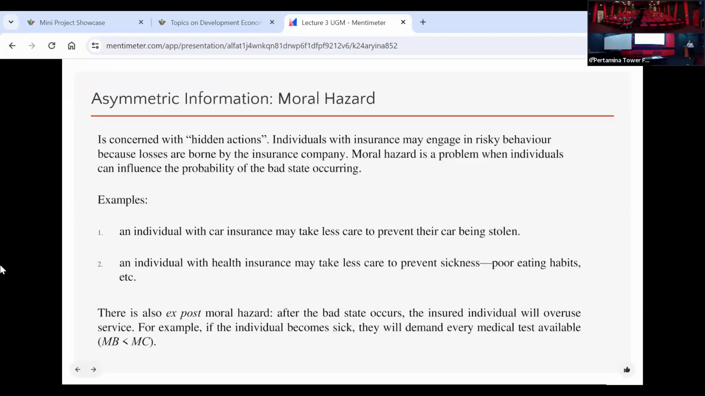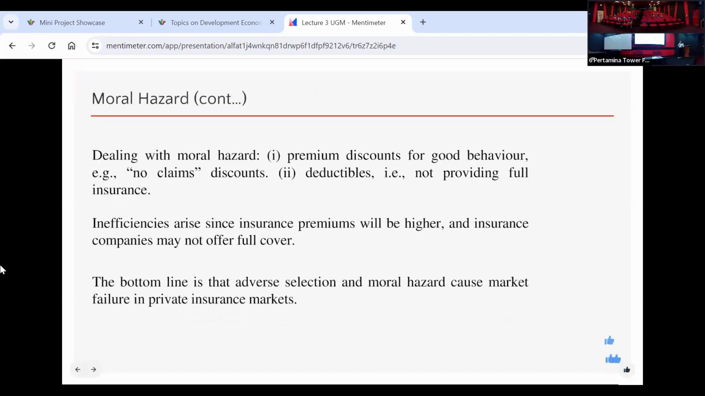There is also something that we call ex post moral hazard. Moral hazard is the biggest problem here. After a bad state occurs, the insured individual will overuse the service. For example, if you have health insurance and you are sick, and you go to hospital and you know that your insurance is going to cover absolutely everything, you think, oh, wonderful. Can I also have a test for my cholesterol? And can I have another blood test because my hair is not shiny? And can I have something else for my nails? They go for every single thing. So moral hazard is a big problem.